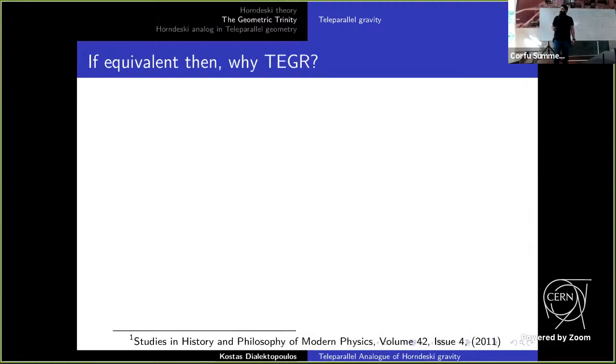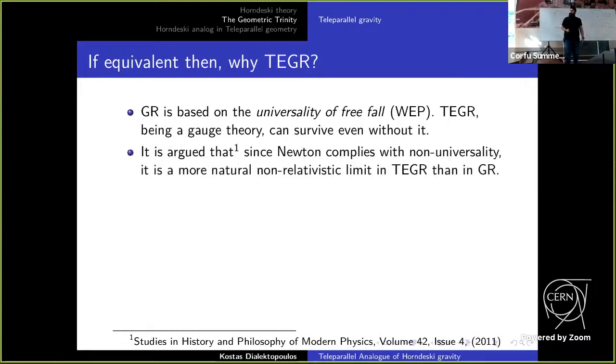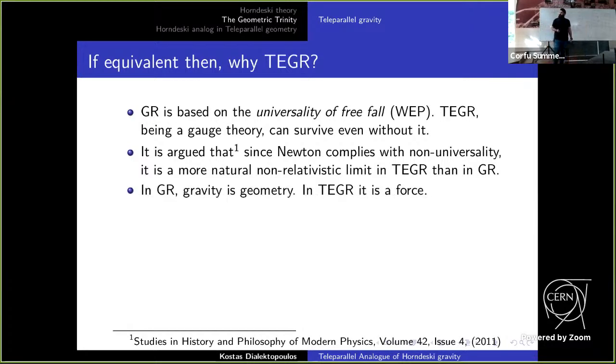So yeah, if they're equivalent theories, why should we bother? Because indeed this teleparallel framework has some advantages. It could survive without the equivalence principle. GR is based on the equivalence principle, but the teleparallel equivalent of GR, since it's a gauge theory of translations, could survive even without it. It is also argued that it complies better with Newtonian gravity and the weak field limit, because also Newtonian gravity could survive without the equivalence principle.